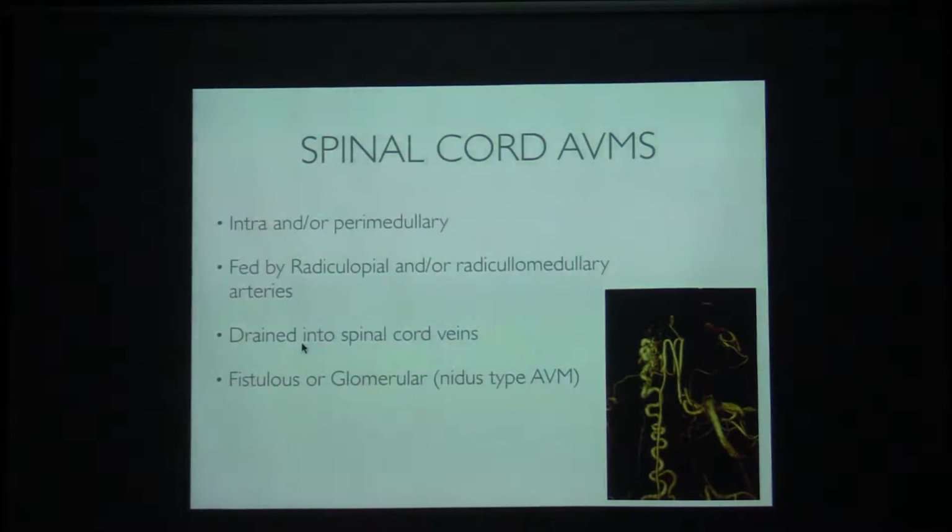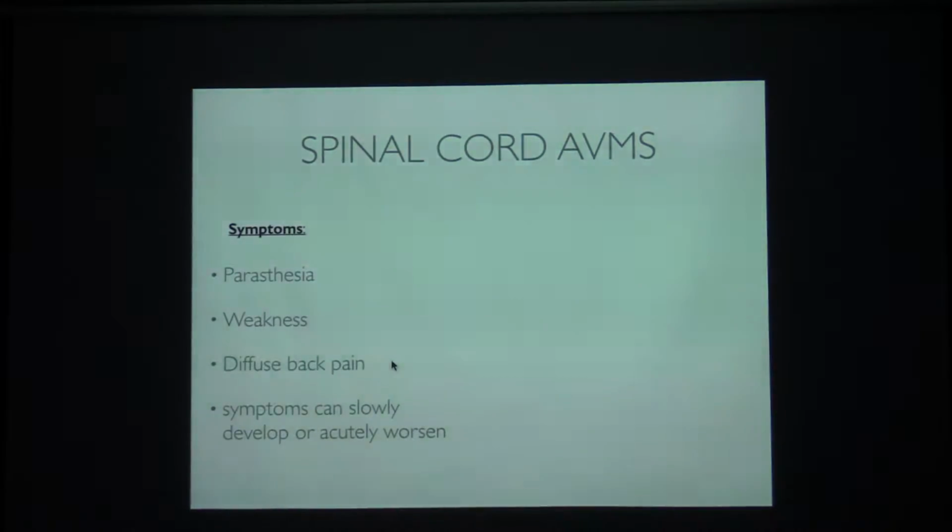And it can be a fistula, that means a straight hole between an artery and a vein, things that we see more in kids, or a glomerular type, again, like in the brain, like a nidus type AVM. The patients are going to present with paresthesia, weakness of the legs, usually diffuse back pain, which is interesting. A lot of them have back pains, and the symptoms can develop slowly or they can be very abrupt.